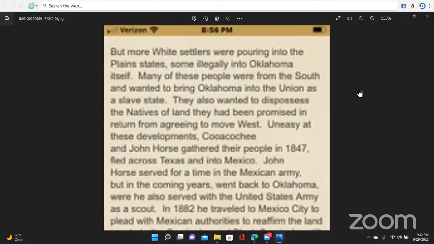They were filling in Oklahoma, and they wanted to turn it into a slave state. They also wanted to dispossess the natives of land they had been promised in return for agreeing to move west. Now, this is contemporary with what's going on in the negotiations. Look at the year. 1847. So we're right around the time of the Louisiana Purchase.